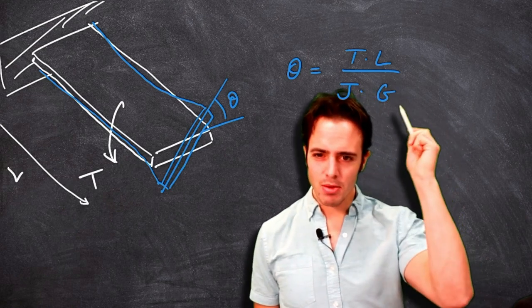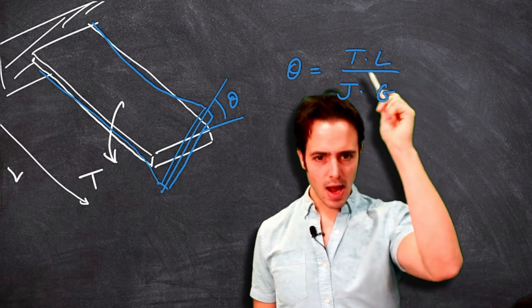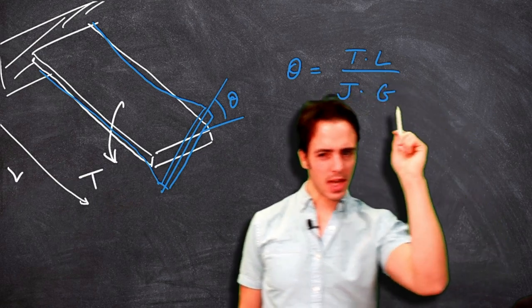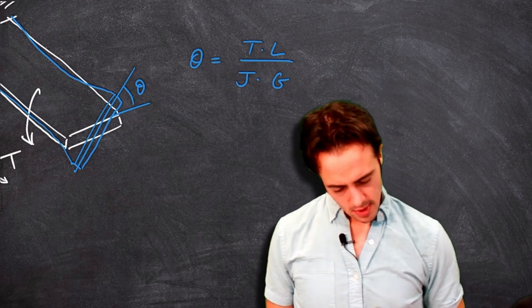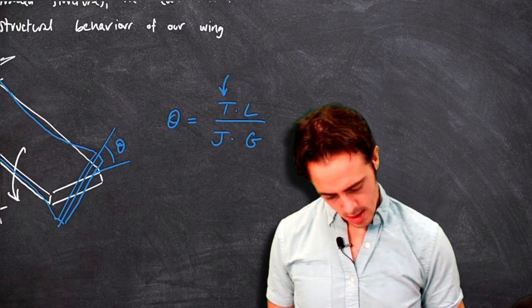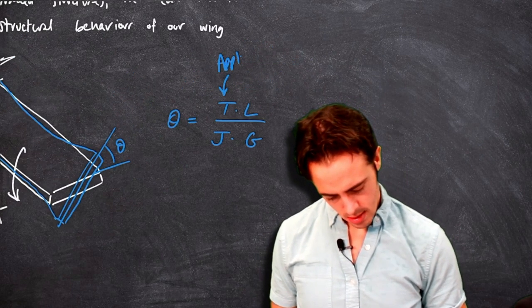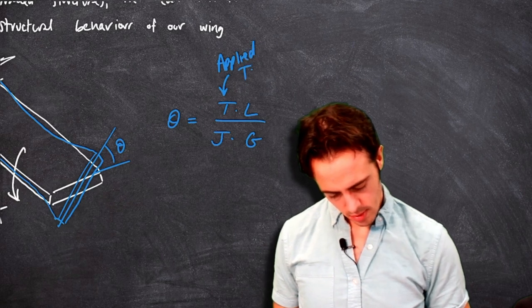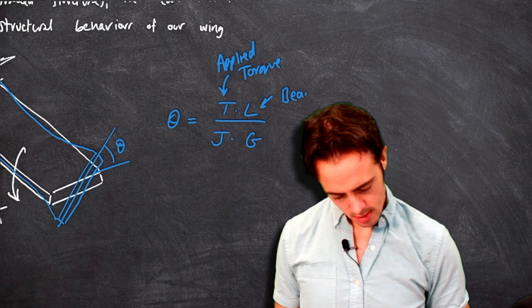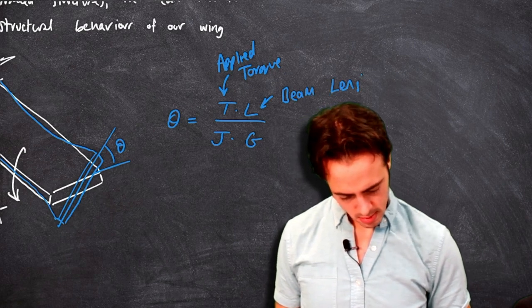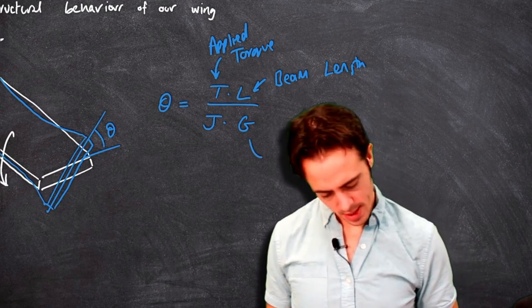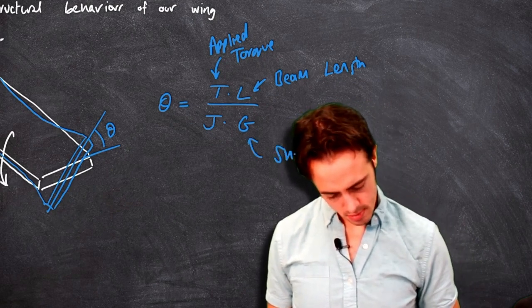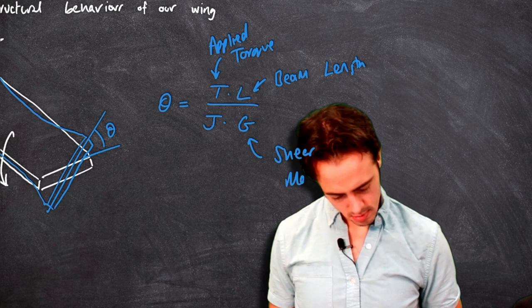We're not actually going to use this equation directly. I don't think we're going to get to it, but I want you to have an appreciation of what we're looking at. So let's just go through here. Applied torque, beam length. We might use this if we can develop a wing bending problem.